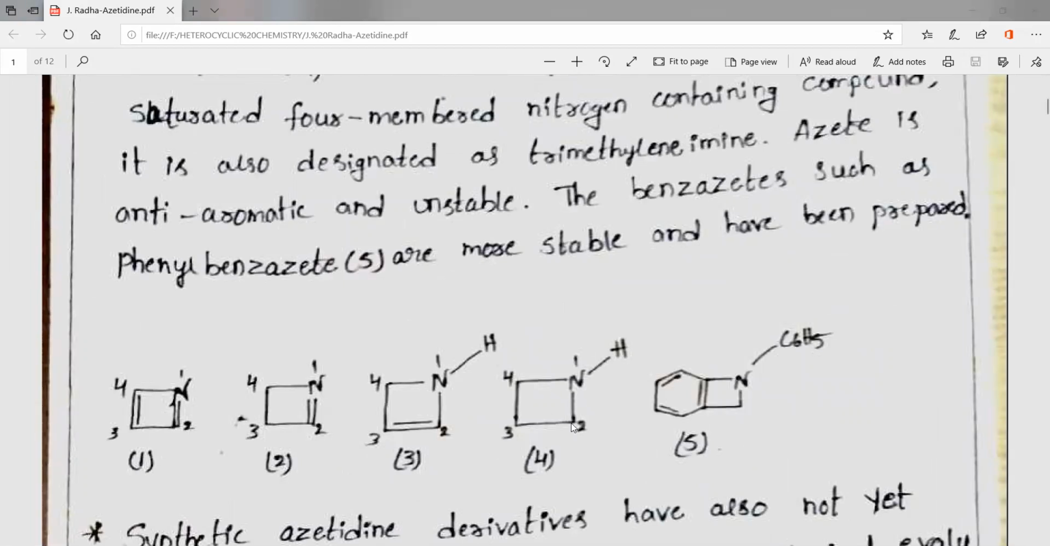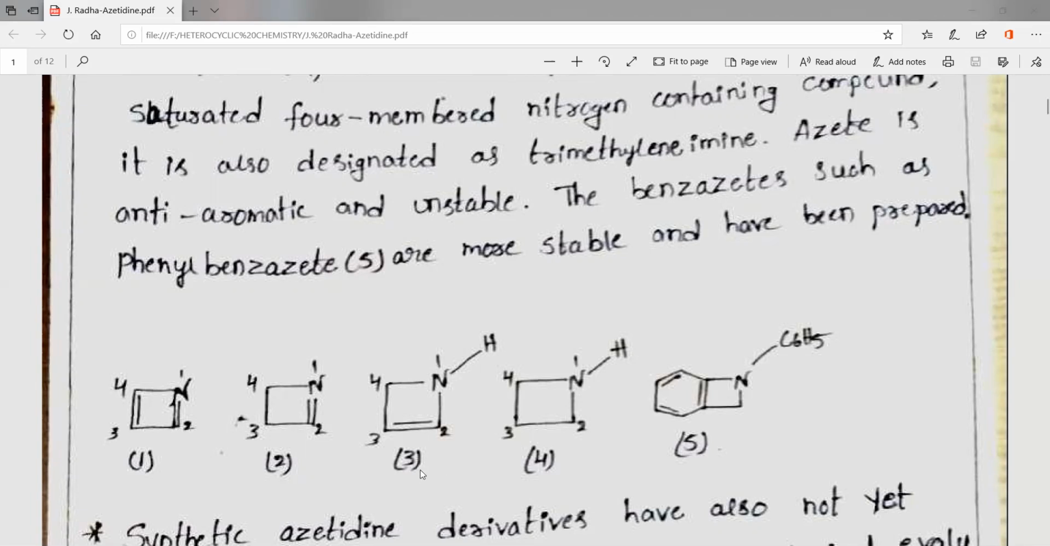It is trimethylene imine. So, it contains 3 CH2 groups and an NH. Therefore, it is trimethylene imine. Structures 1, 2 and 3 are the unsaturated forms of azetidine.